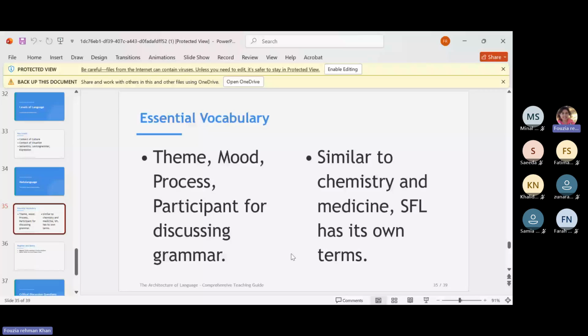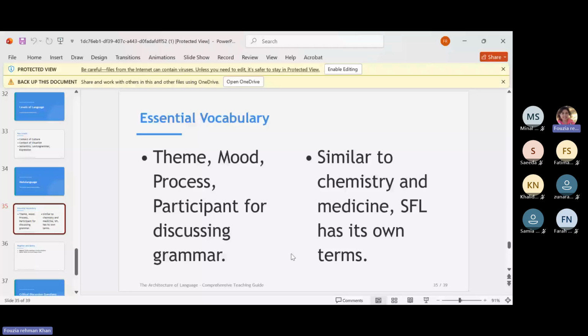These are just, we can say, the register. These are the jargons of SFL, right? Like we have jargons in chemistry and medicine, SFL has its own terms. All the terms that we have learned today are the terms of SFL. The most essential vocabulary that we use are the theme, mood, and process. We are going to look at those also in detail, maybe not in today's class, but later on. Just look at these terms. For today's class, you need to know that these words belong to SFL, right?